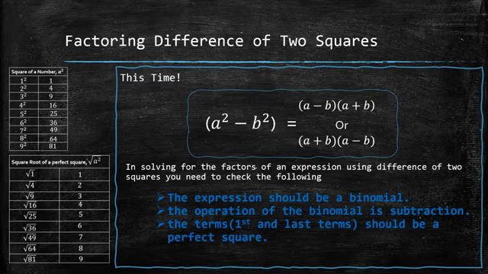The terms, the first and the last terms, should be a perfect square. Dapat perfect square. Let's check the terms, the first and the last. You have a squared and b squared. Okay? Those are perfect squares. So, check na punta din na. Okay? So, again before ta mag-solve of difference of two squares, before natin factor, you have to check these three criteria. Okay.